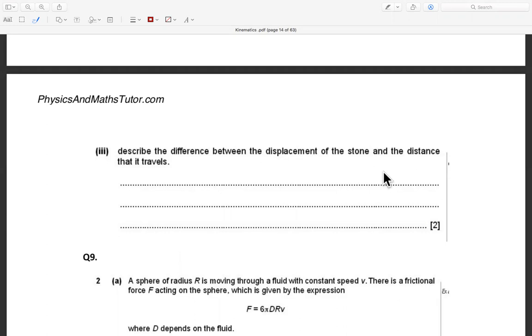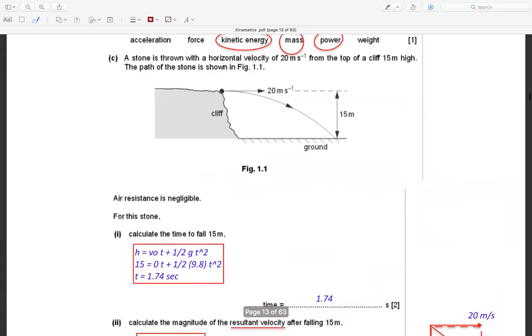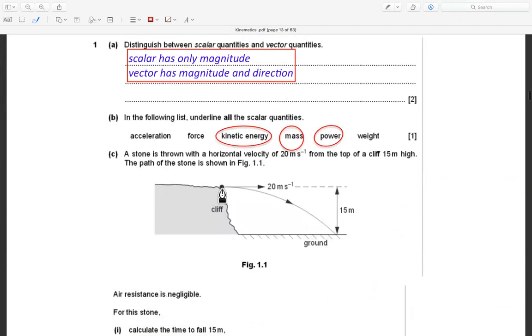Distance is the actual path traveled. Kalau kita lihat, distance is the actual path traveled. Jadi kalau seperti ini, distance dari this position until this position traveled on this curve, this is distance.